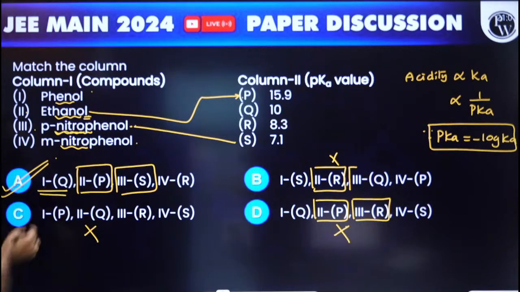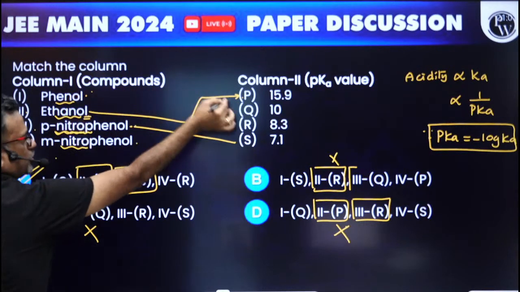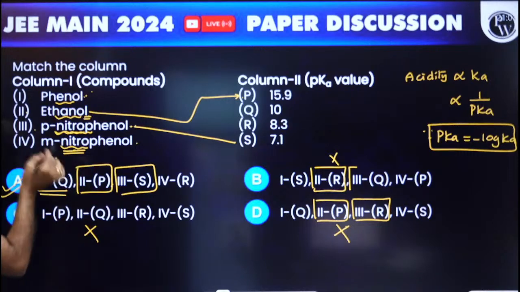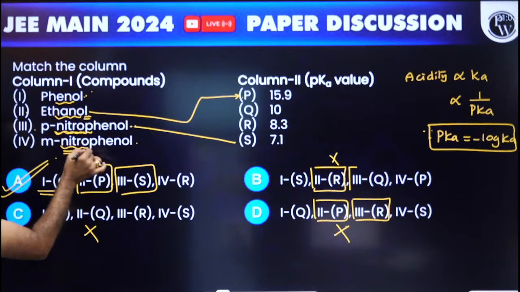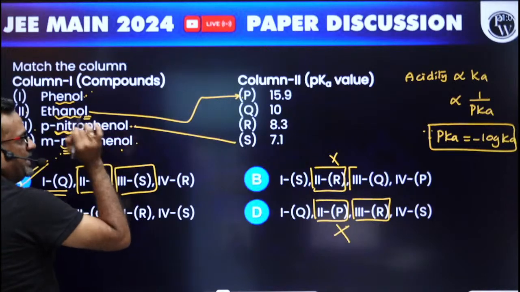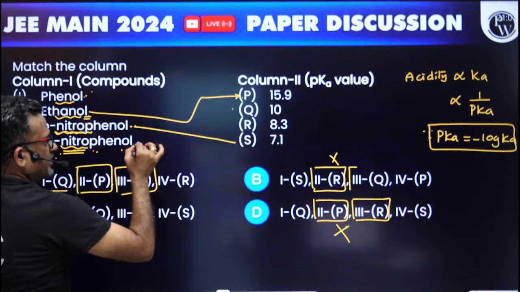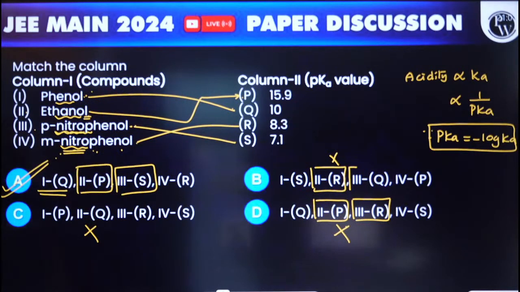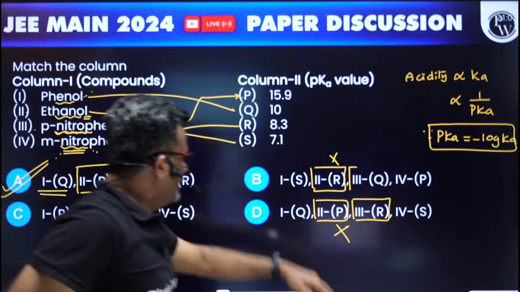Why 1 with Q here? Why phenol with Q? Out of phenol and metanitrophenol, the nitro group is there, so obviously metanitrophenol is more acidic. So compared to phenol, for metanitrophenol the pKa should be lesser. And for phenol comes Q. So 1 comes with Q and then 4 comes with R. So your option is A.